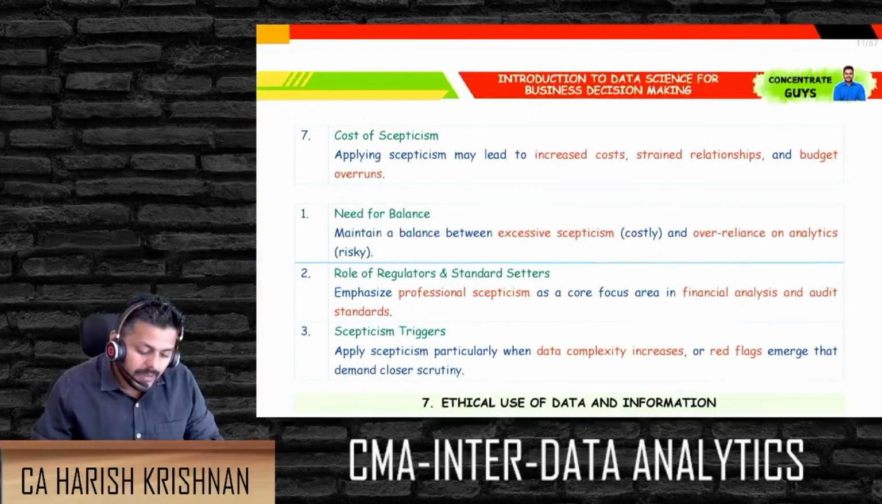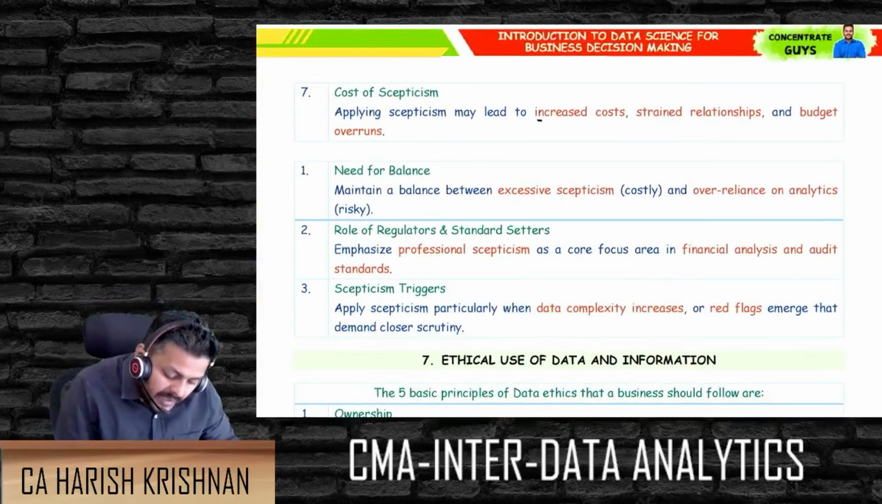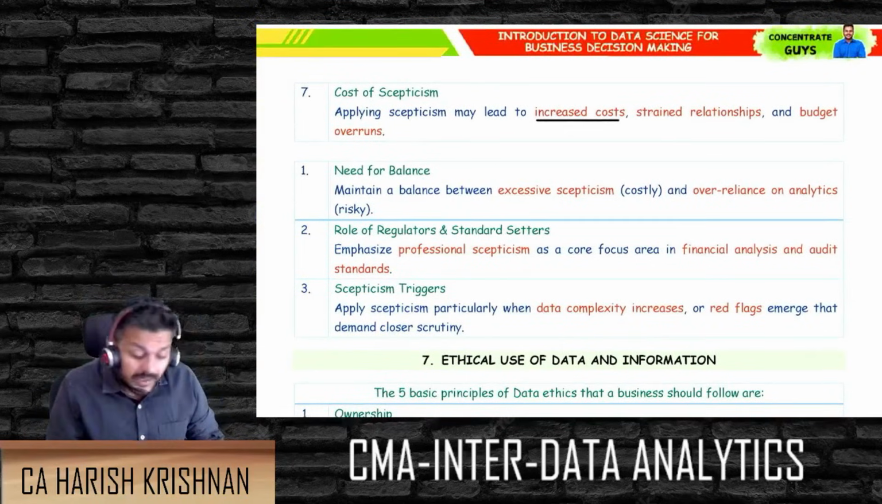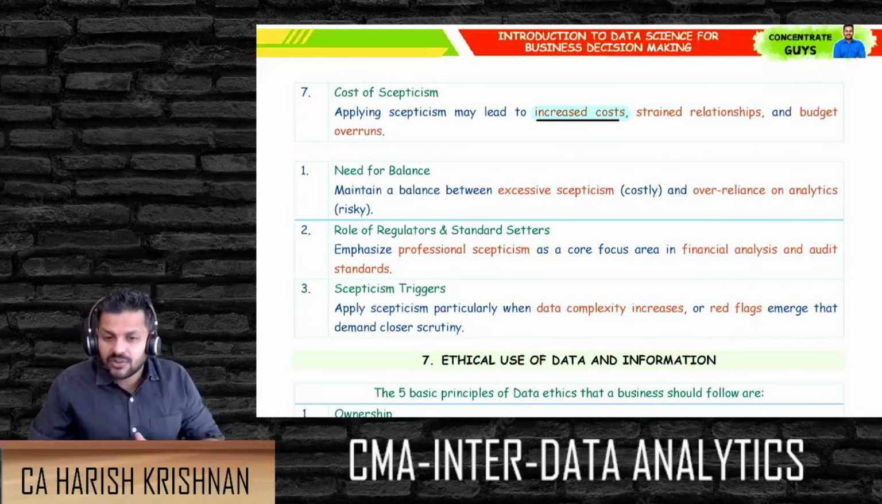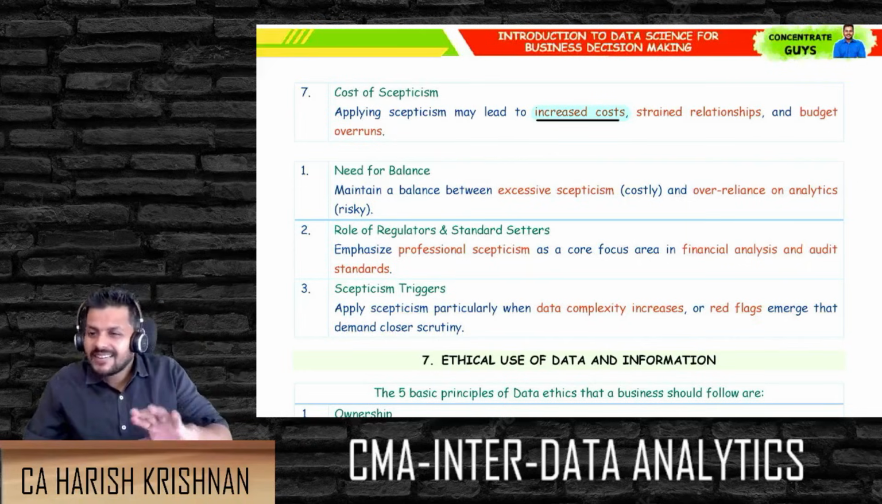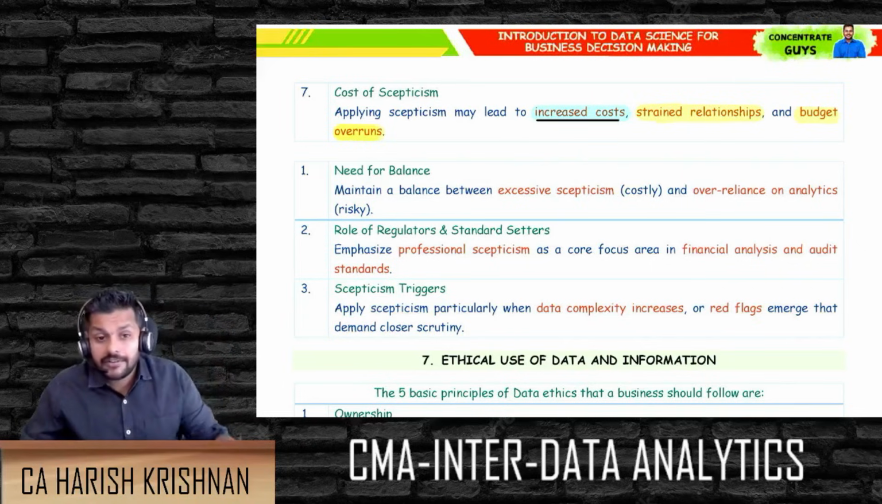So therefore, you have to apply skepticism in doing this. But applying skepticism may lead to increased cost, obviously, because of the time you spend to see whether the data is correct or not. Sometimes when somebody gives you data, they will be like, acha, you won't believe what I give also? That sends a negative signal, right? Applying skepticism may lead to increased cost, strained relationships, and even budget overrun because too much money would be spent in ensuring that the data is always right.